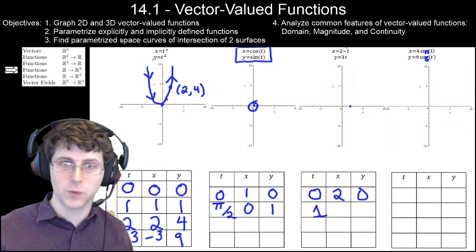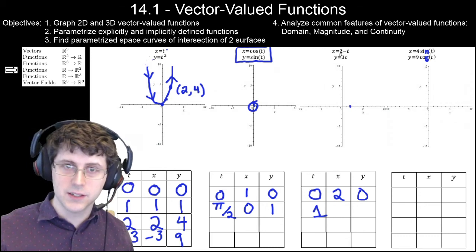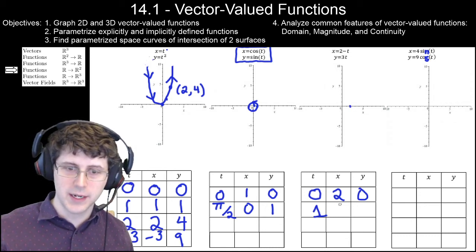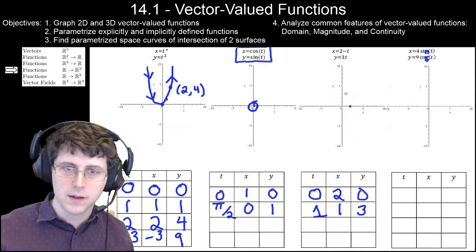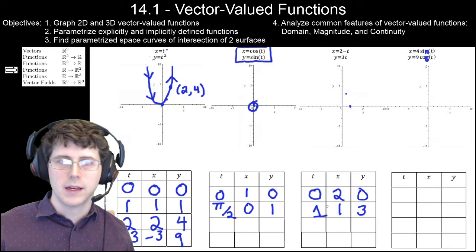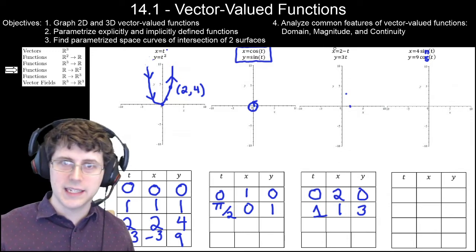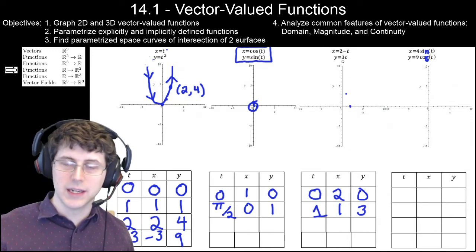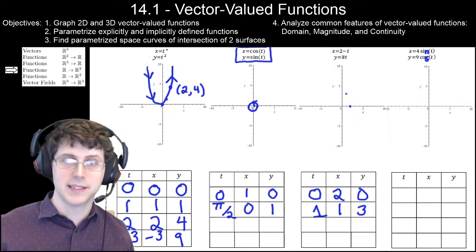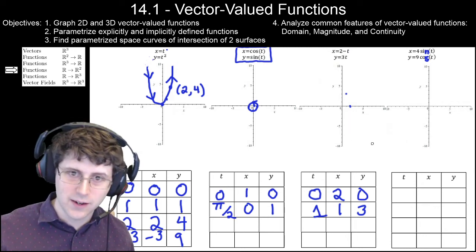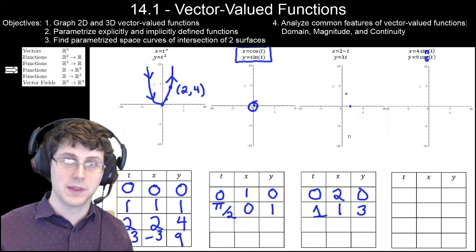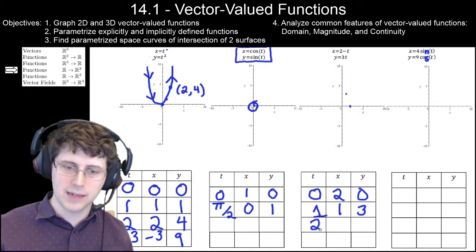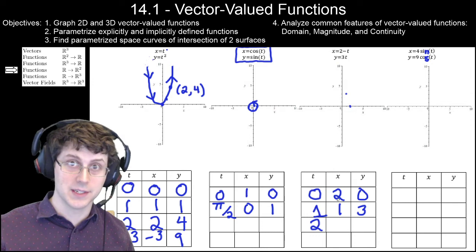So when t is 1, x is 2 minus 1, so x is 1. And when t is 1, y is 3. Now, I've seen enough of these that I know that these are both linear equations, and so I'm going to get a line here. So I already know that I can just connect these dots. Until you get comfortable with the patterns, you should just keep plugging in points until you feel confident that you know what's going to happen.